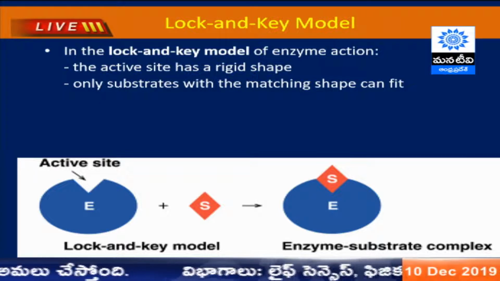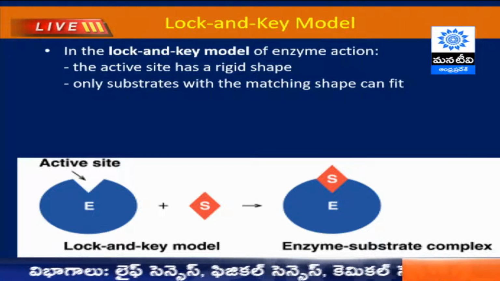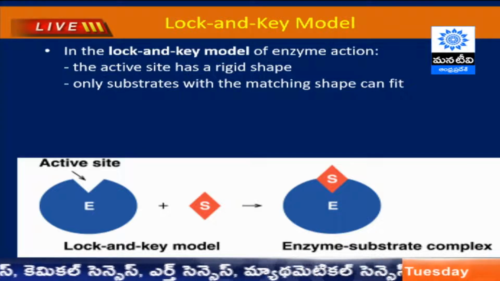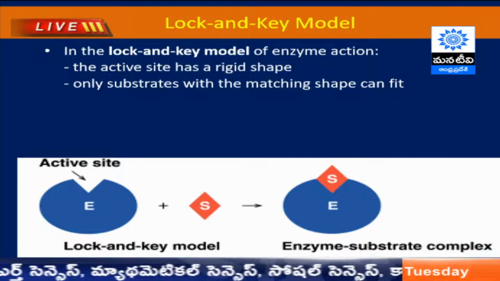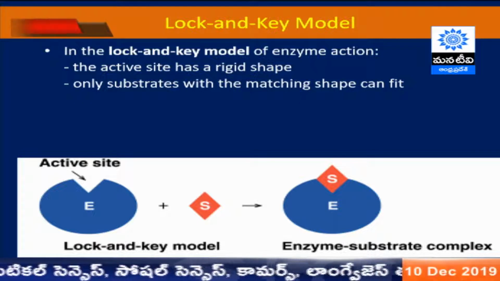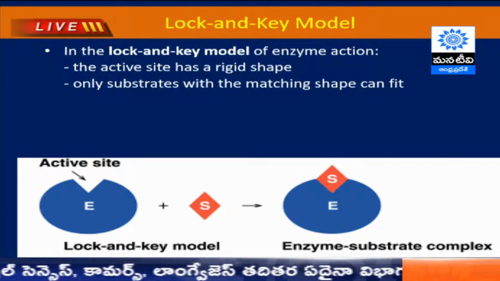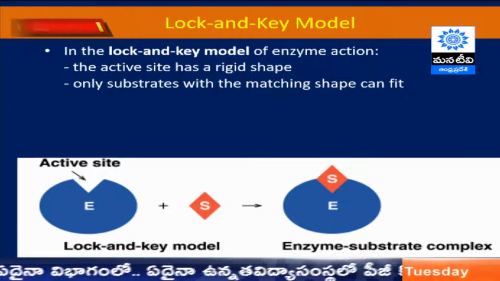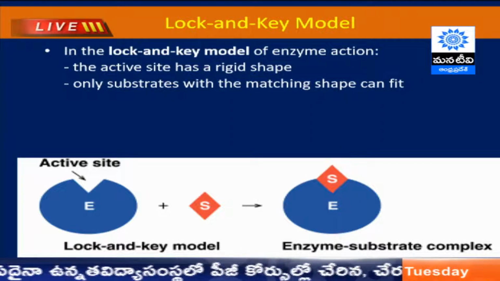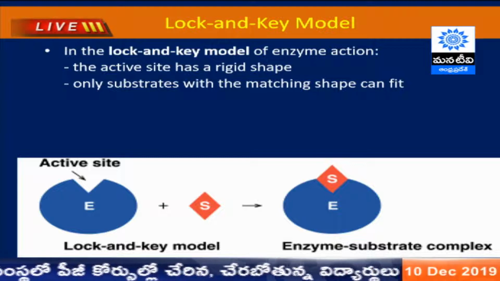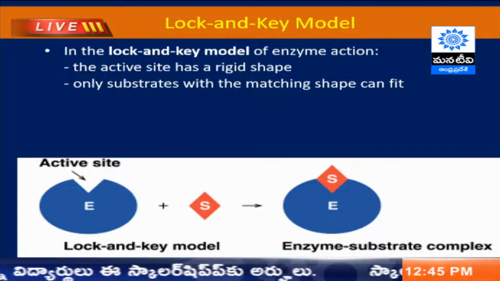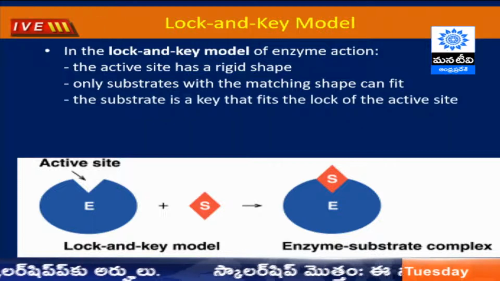Coming to the lock and key model, it was proposed by Emil Fischer. In the lock and key model, we can say that there is a lock and key. The term itself shows that there is something like a lock and key. With a perfect key only, we can open the lock. So, Emil Fischer postulated that the active sites of the enzymes are rigid structures.